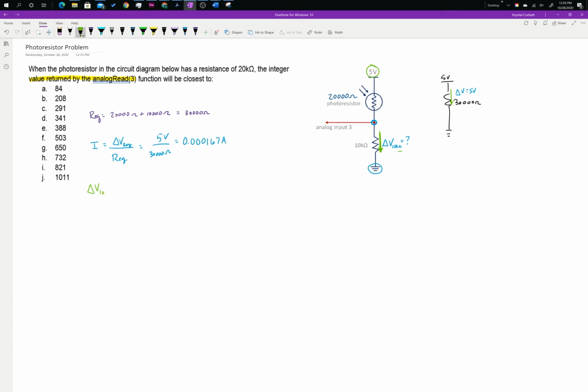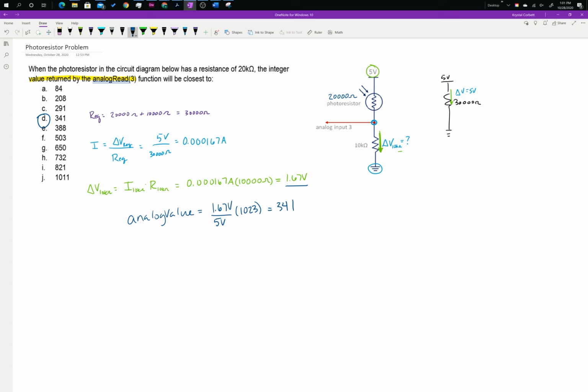The voltage drop across the 10 kilo ohm resistor is equal to the current of the 10 kilo ohm resistor times the resistance of the 10 kilo ohm resistor. So that's 0.000167 amps times 10,000 ohms, which is a voltage drop of 1.67 volts. Now, using our proportion, we can take that voltage drop and convert it to an analog value. Our analog value will be equal to 1.67 volts divided by 5 volts times 1023. That gives us an analog value of 341, which is answer D from our answer choices.